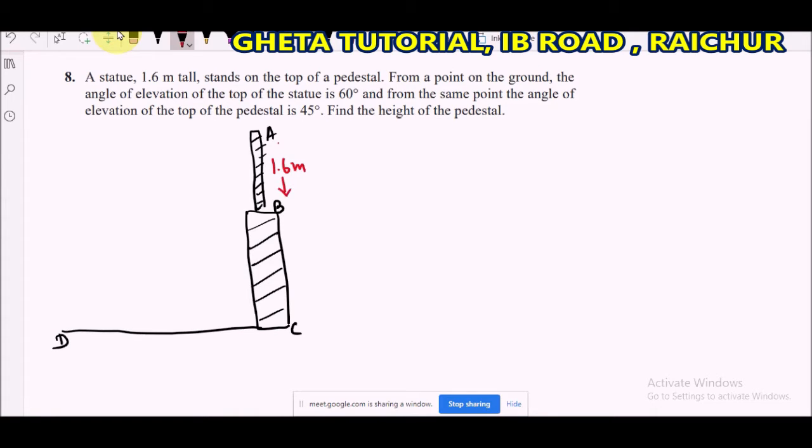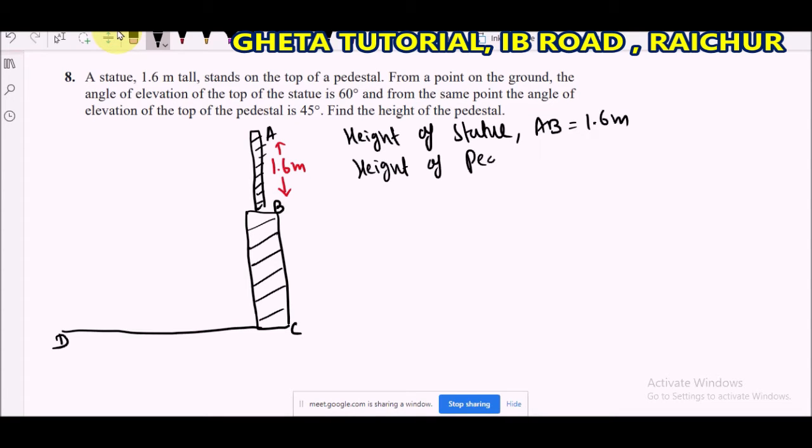They said that the statue is 1.6 meter tall. So here is the statue, and the height of the statue is given here. So the height of the statue, that is AB, is equal to 1.6 meter, and the height of the pedestal, that is BC, that is H, is equal to question mark. This H is the question mark.